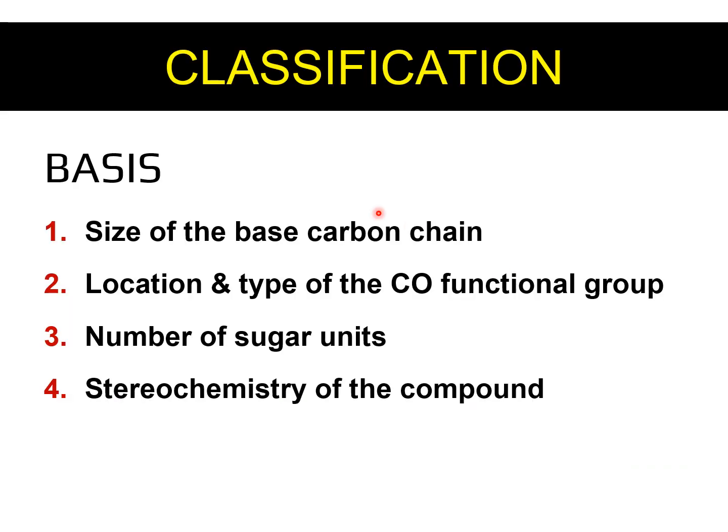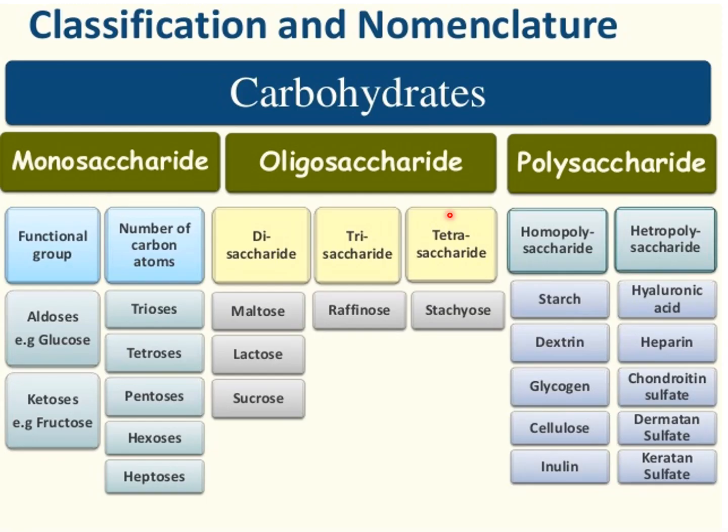Now let's start classifying carbohydrates based on the following: size of the base of carbon chain, the location and type of the carbonyl functional group, the number of sugar units, and the stereochemistry of the compound. Now let's start the classification of carbohydrates based on the number of sugar units. Here is the classification of carbohydrates based on the number of sugar units.